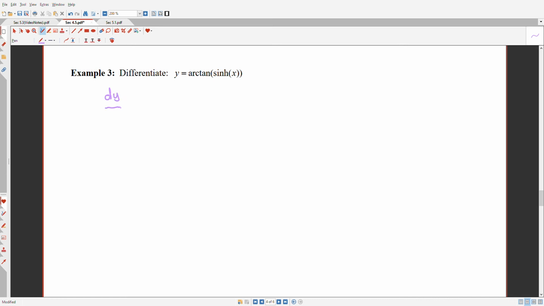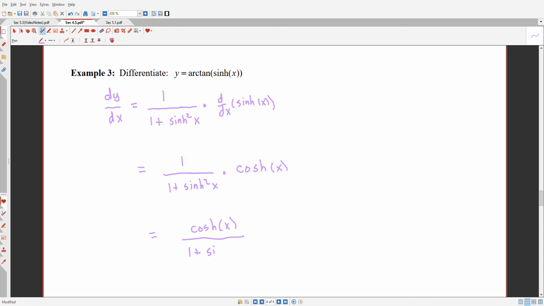Well, I've got to take a derivative of the outside function. I've got to differentiate arctan, and the derivative of arctan is 1 over 1 plus whatever was inside the arctan function squared. So this will be hyperbolic sine of x all squared. And then times the derivative of hyperbolic sine. So that's my chain rule. And this I'll have as 1 over 1 plus sinh squared of x times, and the derivative of sinh is easy, it's cosh. And so my final answer, maybe I can leave it like this, is cosh of x divided by 1 plus sinh squared of x.